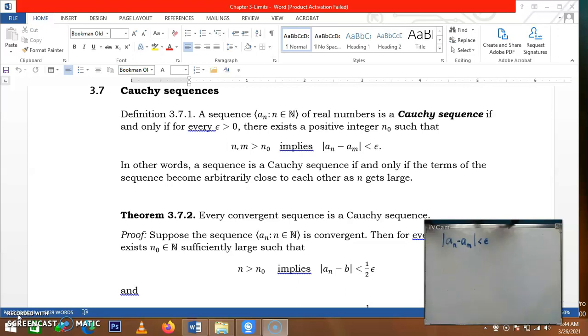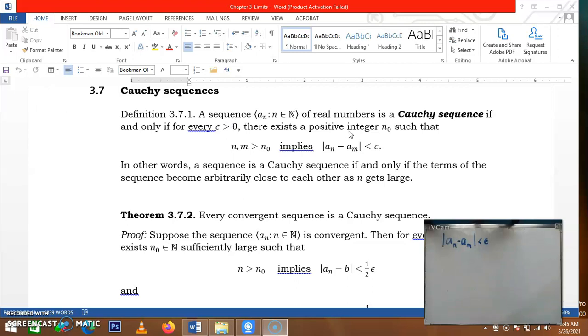Good day everyone. The topic that I'm going to discuss for this video is about Cauchy sequence. Now, when can we say that the sequence is Cauchy? Here, consider this definition.